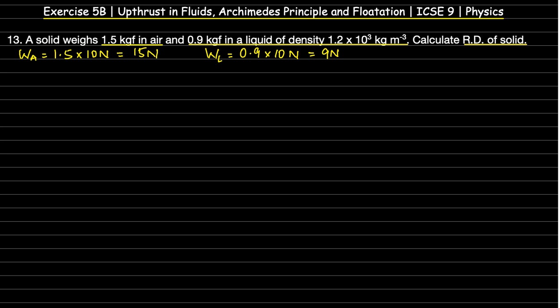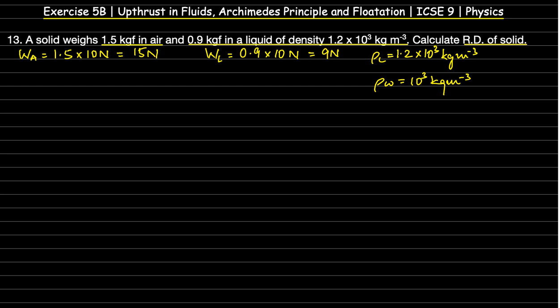So for doing this question, we need to find the relative density of solid. Here I would write density of liquid, so rho L is equal to 1.2 into 10 to the power of 3 kg per meter cube, and density of water is equal to 1000 kg per meter cube, which is 10 to the power of 3 kg per meter cube.